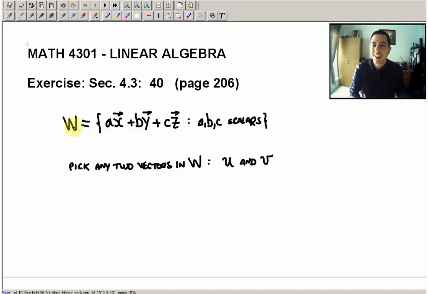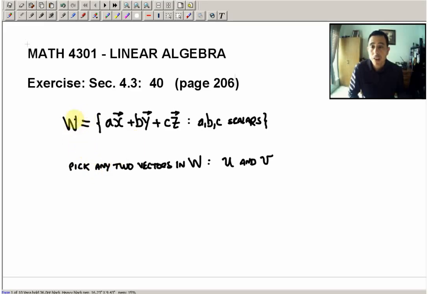Okay, here it is. Here's what W is. It's a linear combination of those three given fixed vectors. And I put an arrow on top of them on purpose just to show you that these are not real numbers. Okay, X, Y, and Z are not real numbers. They're vectors. The scalars, of course, are real numbers, but not the vectors. They're from some vector space.